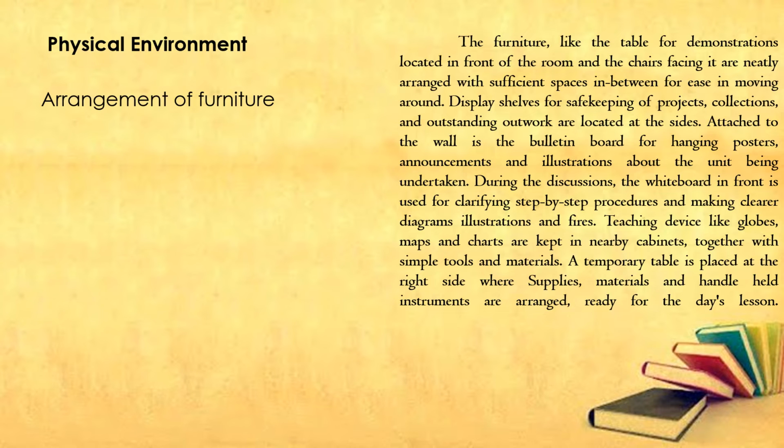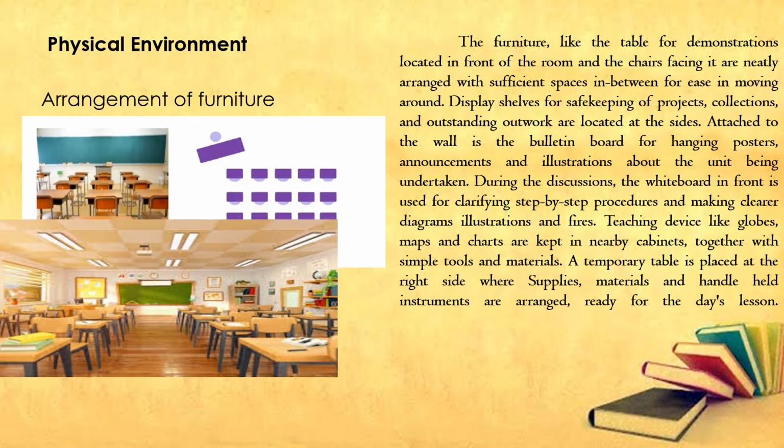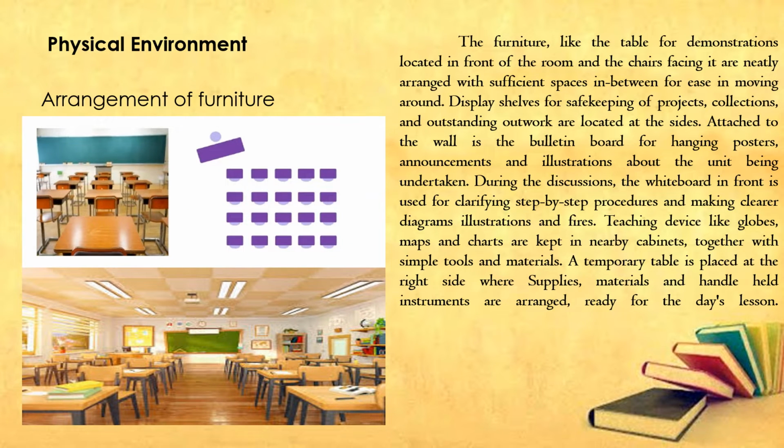Teaching devices like globes, maps, and charts are kept in nearby cabinets, together with simple tools and materials. A temporary table is placed at the right side where supplies, materials, and handheld instruments are arranged, ready for the day's lesson. And these are sample pictures for the proper arrangement of furniture inside the classrooms.